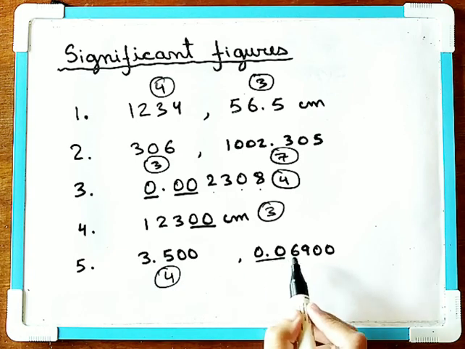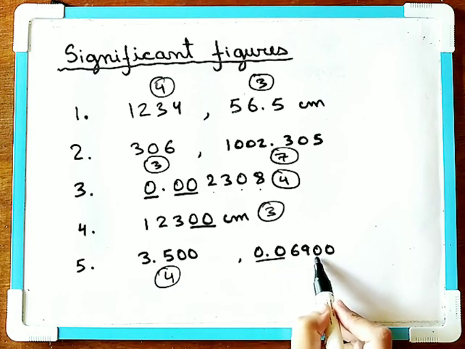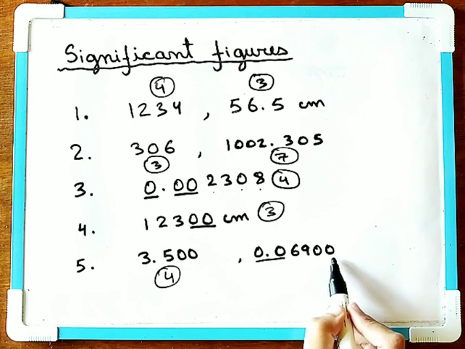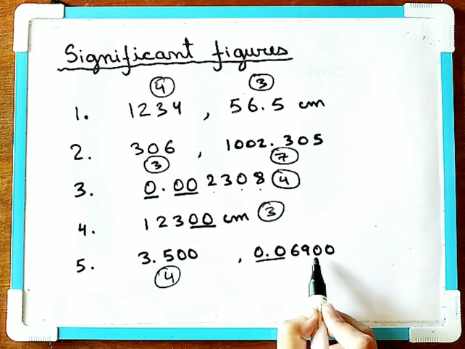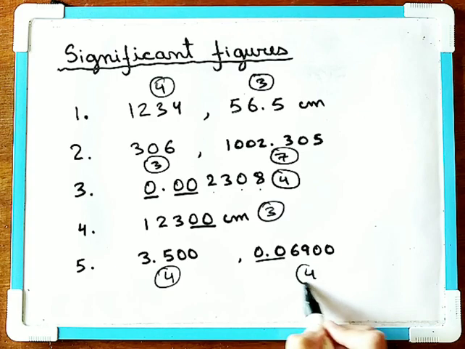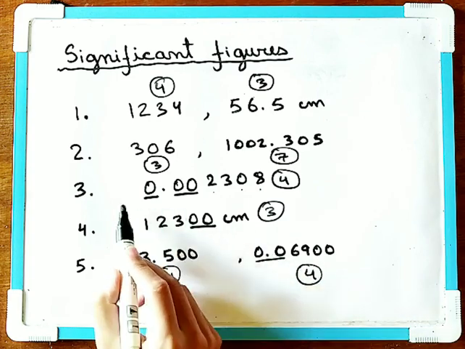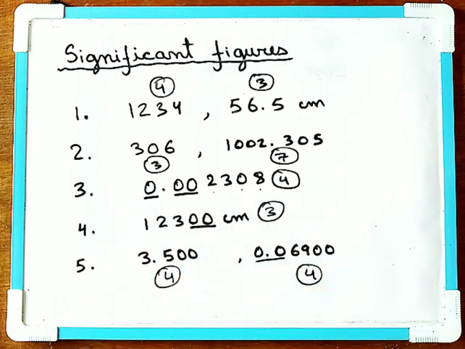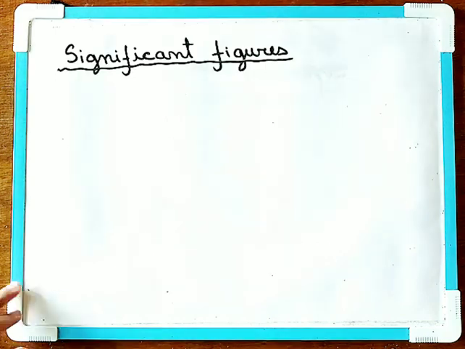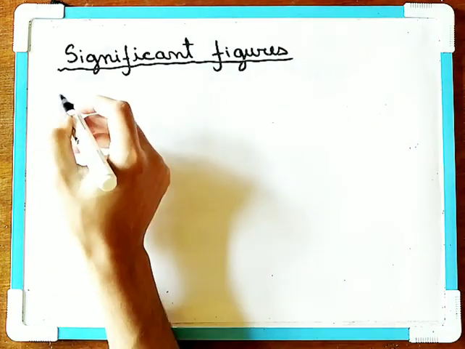Again here, because we have a decimal point, the trailing zeros are significant. So we have 1, 2, 3, 4 significant figures, and these are not significant using rule 3. Okay, so this is how you determine the number of significant figures. Now we have one point of observation here.